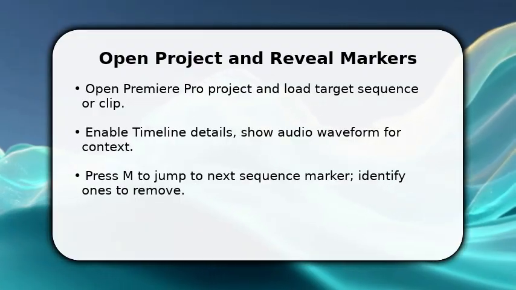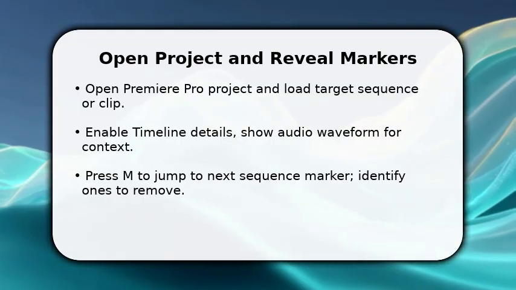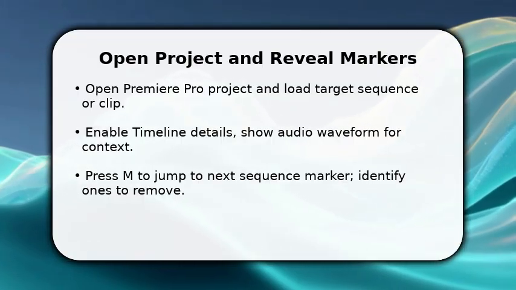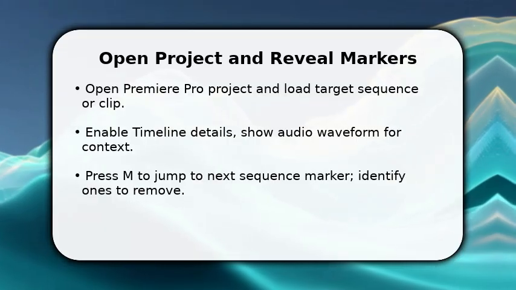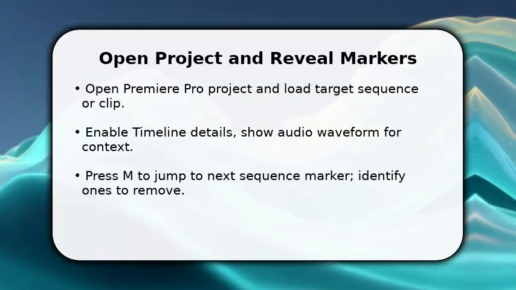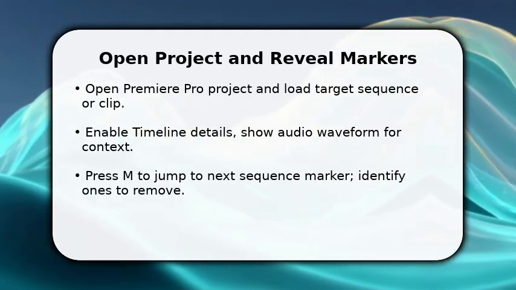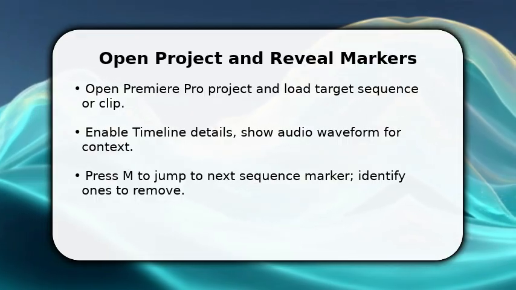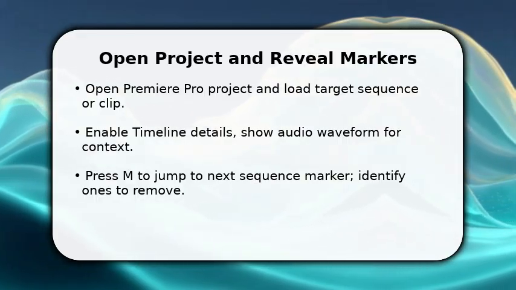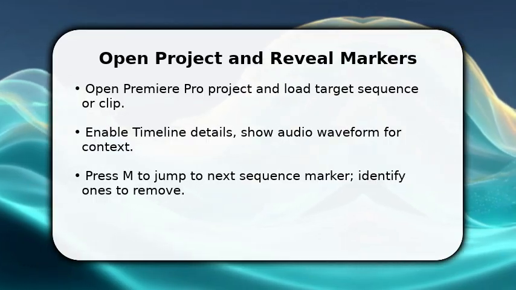You already have the project open, so start by revealing the markers you'll remove. Select the sequence or clip that contains the audio markers. Make sure the timeline shows the audio waveform so you can confirm marker locations. Press M to jump between markers and use Shift+M to go backward. This gets you to the exact marker quickly.